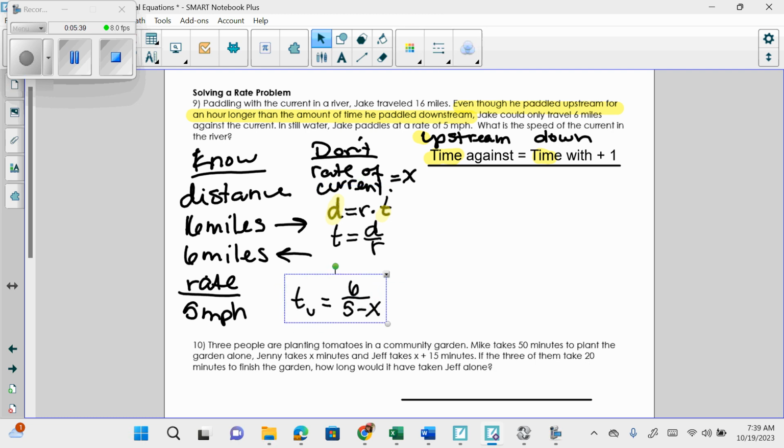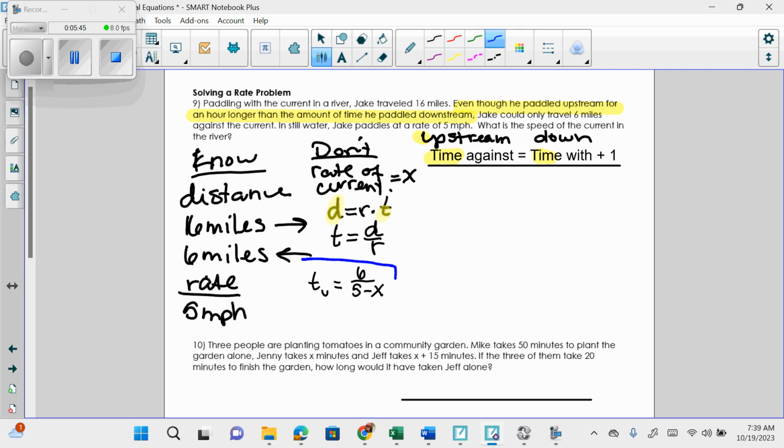And now let's come up with an equation for the time traveling with the current. So our time traveling downstream, or with the current, well, we traveled 16 miles downstream, and we would be traveling 5 plus x, because if I could travel 5 miles an hour in still water and now I'm traveling with the current, that's going to make my pace faster. So I'm going to add the speed of the current to the speed at which I'm traveling.